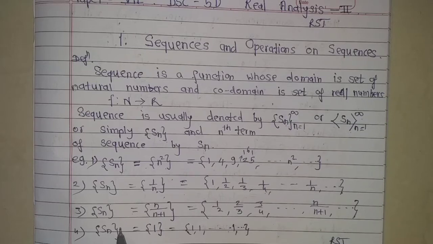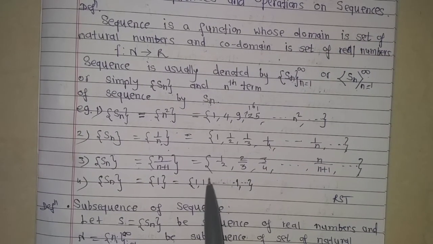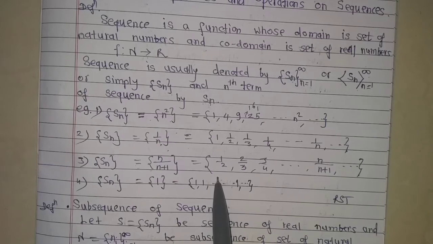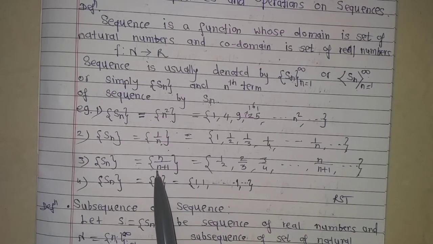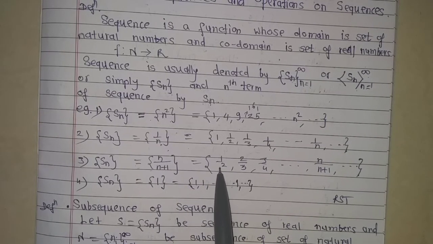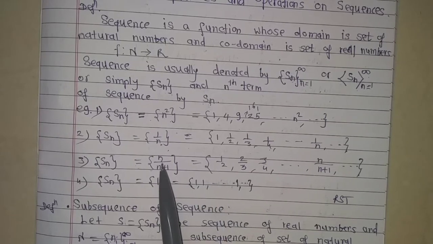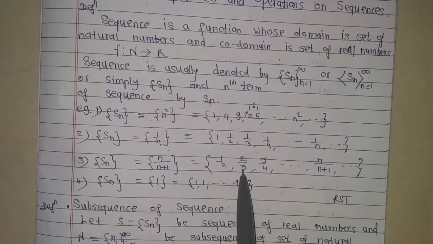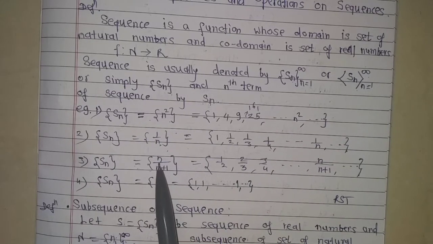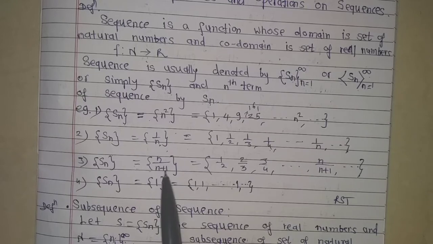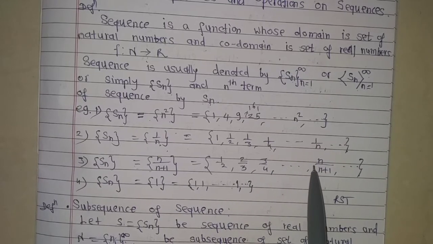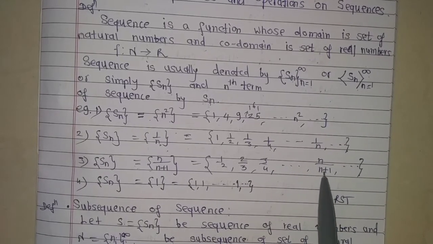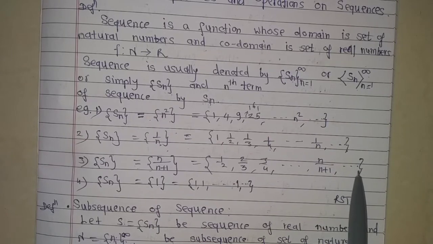Now consider next example, sequence Sn equal to sequence n upon n plus 1. Take n equal to 1, so that 1 upon 1 plus 1, that is 1 half, comma, and take n equal to 2, so that we get 2 upon 2 plus 1, that is 2 by 3, comma, take n equal to 3, so that we get 3 upon 3 plus 1, that is 3 by 4, comma, dash dash dash, and the term is n upon n plus 1, comma, dash dash dash, bracket complete.